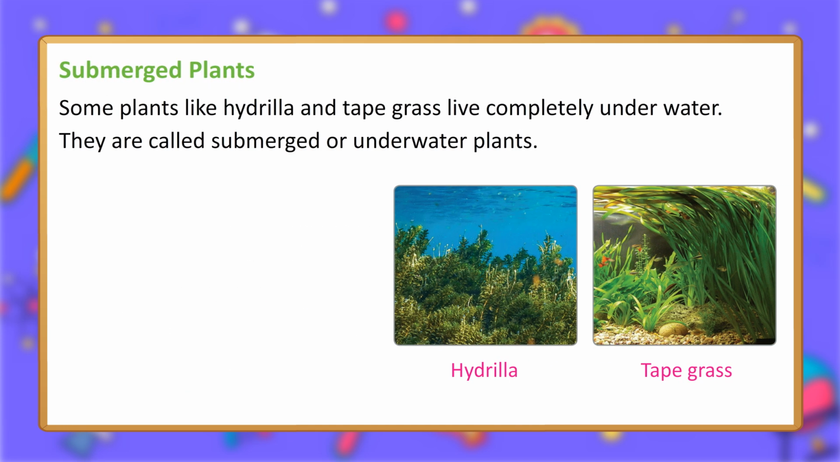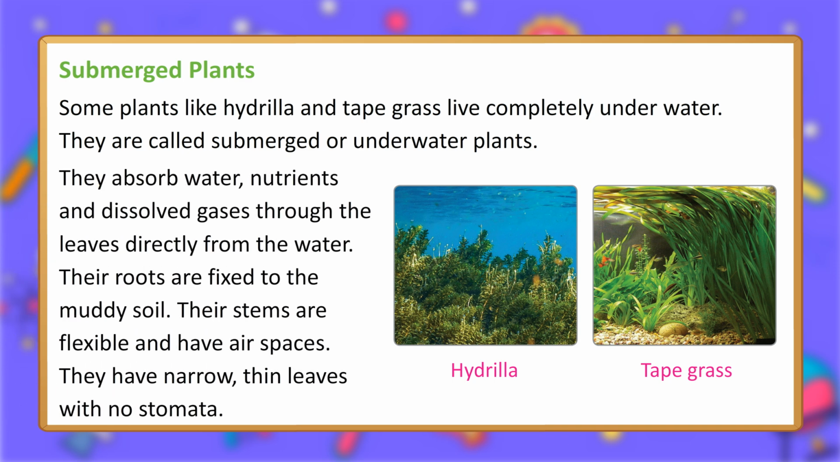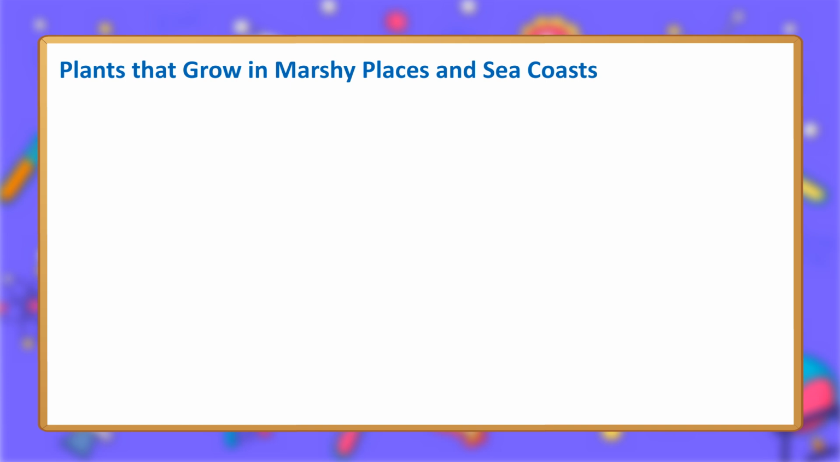Submerged plants. Some plants like hydrilla and tape grass live completely underwater. They are called submerged or underwater plants. They absorb water, nutrients and dissolved gases through the leaves directly from the water. Their roots are fixed to the muddy soil. Their stems are flexible and have air spaces. They have narrow, thin leaves with no stomata.